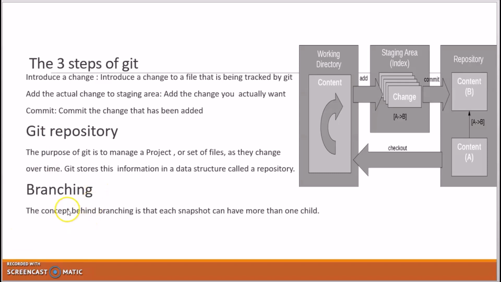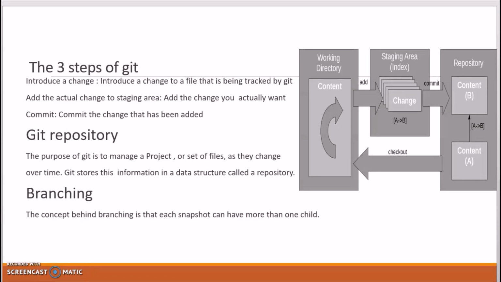Branching. The concept behind branching is that each snapshot can have more than one child. Branches are used in an implementation project to separate out the development of a specific feature or for the maintenance of an older version.